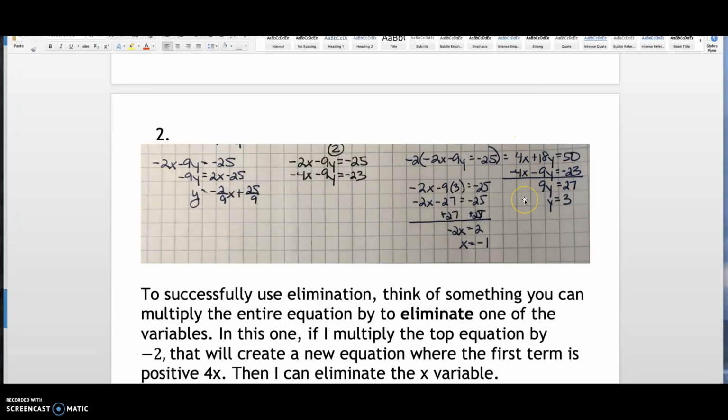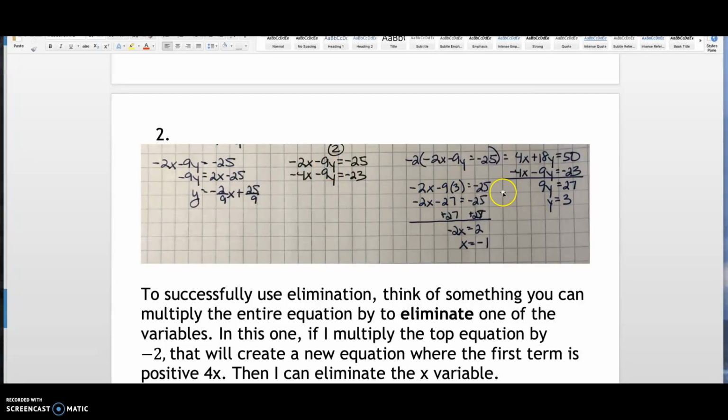The x's canceled each other out. 18 minus 9 is 9. 50 minus 23 is 27. I then divided 27 by 9 and I got y equals 3. I then substituted that here. In this instance, I again used the top equation.